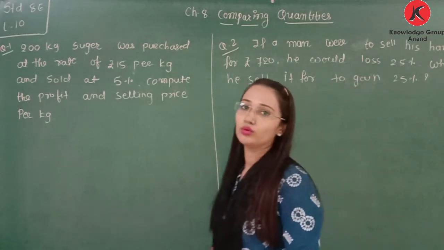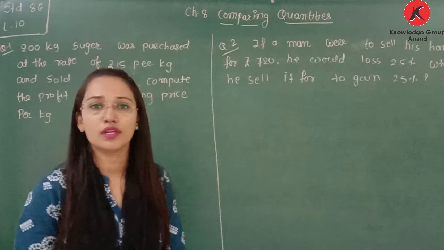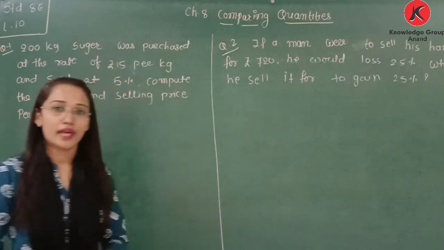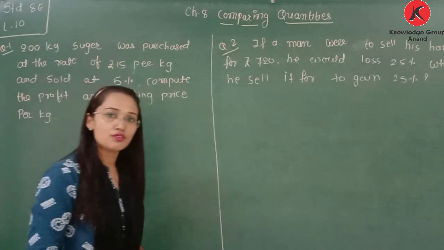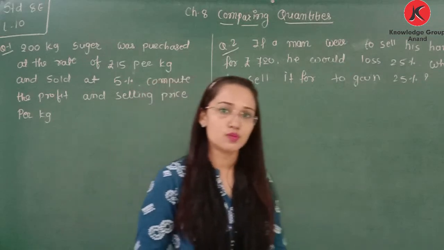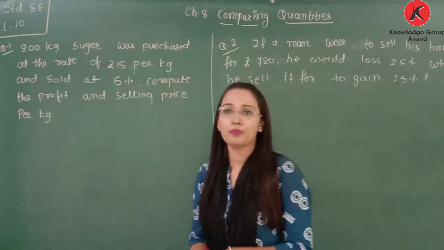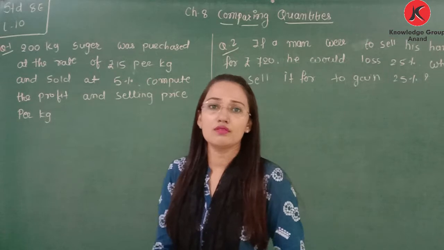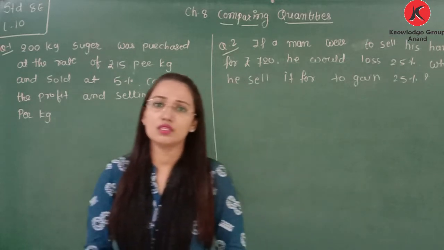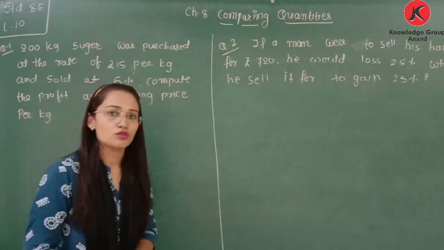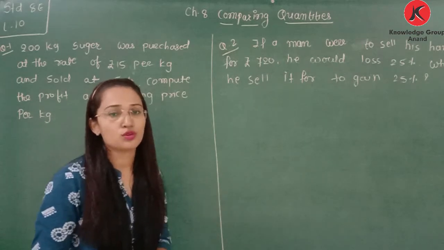Previously we started chapter number 8, that is comparing quantities. We learned about the percentage and we'll also learn about the ratio. Then we learned equations for increase and decrease. Increase means the price is increased over the original value, and decrease means it is a decrease in the original value. So we saw many examples for that also.